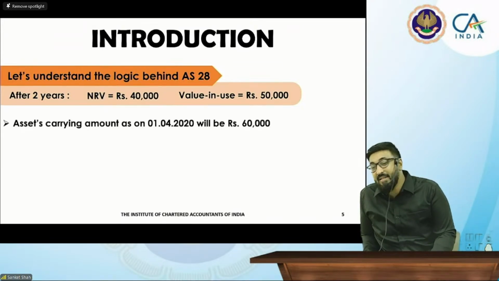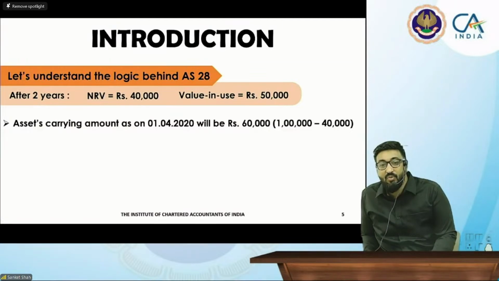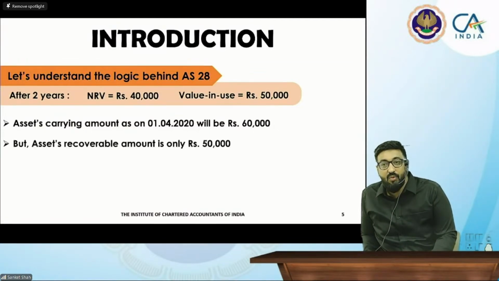Okay, and the asset's carrying amount after 2 years is 60,000. 1 lakh minus 2 years का depreciation 40,000. Very good. So its recoverable amount is whichever is higher. So higher is 50,000. And what is my impairment loss?